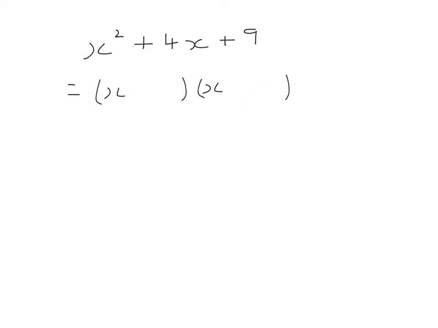This is called completing the square. So this expression has to be the same as that expression. So this number is the same as that number. So what can be put in there that when we have two of them makes 4? It's obviously 2.